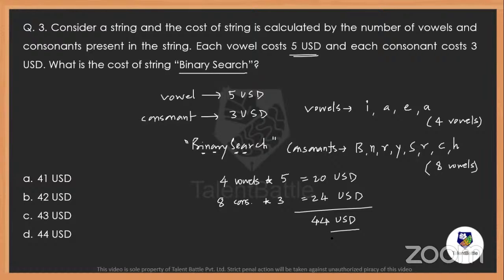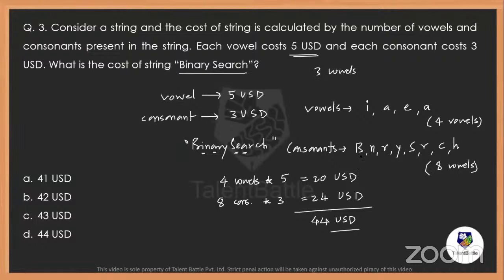We have to just consider the string, and the cost will be calculated based on the number of vowels and consonants which are present in the string. Each vowel will cost $5 and consonant will cost $3. Now suppose I consider only the vowels which are not repeated. Like suppose here A is twice, right? So I will consider only one.